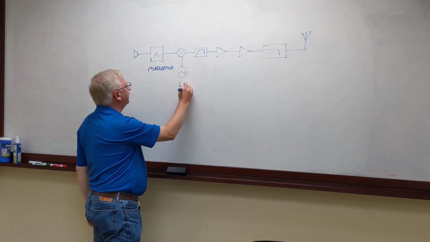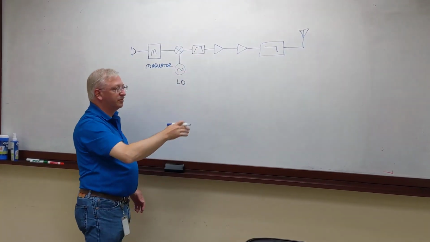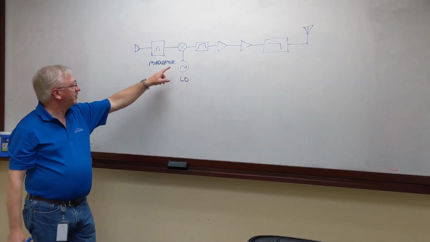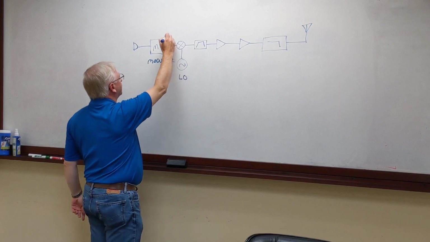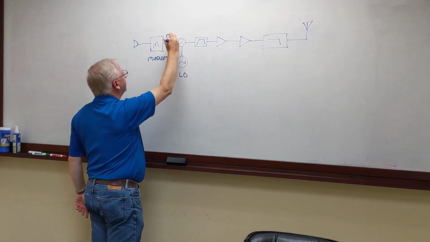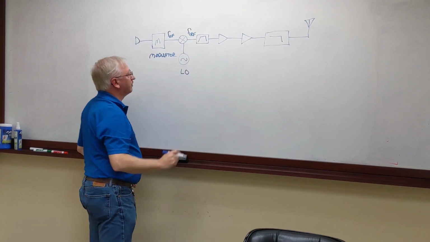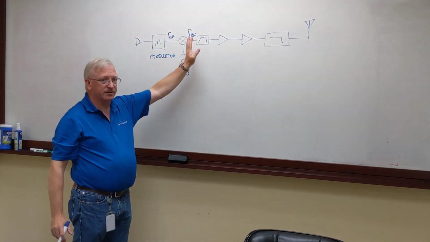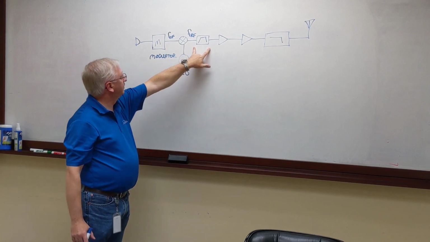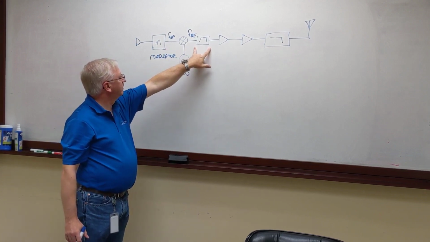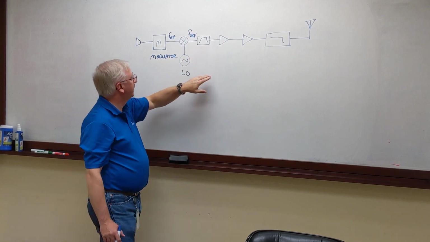So we have an LO again, and the mixer. And then, of course, you get two outputs from the mixer of the frequencies. So this is acting as your IF, and this is acting as your RF frequency. So we're mixing to the RF that we're talking about. The bandpass filter takes out the frequency we don't want, keeps the frequency we do.